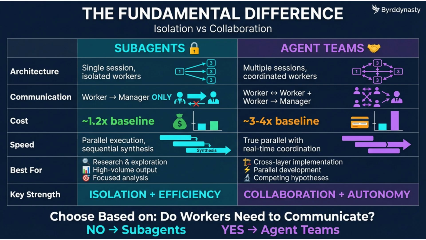Communication makes the difference crystal clear. Subagents, everything flows through main. Subagent A can't tell B anything directly. Main receives from A, processes, passes context to B. Agent teams, direct messaging. Backend sends frontend an API contract. Frontend acknowledges and updates. Lead isn't involved. The insight, you're not choosing better versus worse. You're choosing architectures optimized for different communication patterns. Subagents optimize for no coordination needed. Agent teams optimize where coordination is the point.